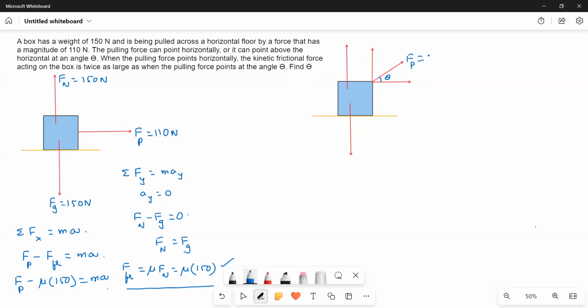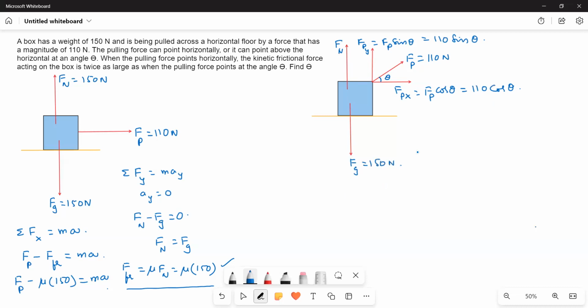F pull is equal to 110 newtons. Okay, because it is at an angle, we have to resolve the force into two components, horizontal component and vertical component. The x component, Fpx, is equal to Fp cos theta, that means 110 cos theta. This one is Fpy, equal to Fp sin theta, that is equal to 110 sin theta. Okay, and then this is Fn, and then this is Fg. Fg is equal to 150 newtons.